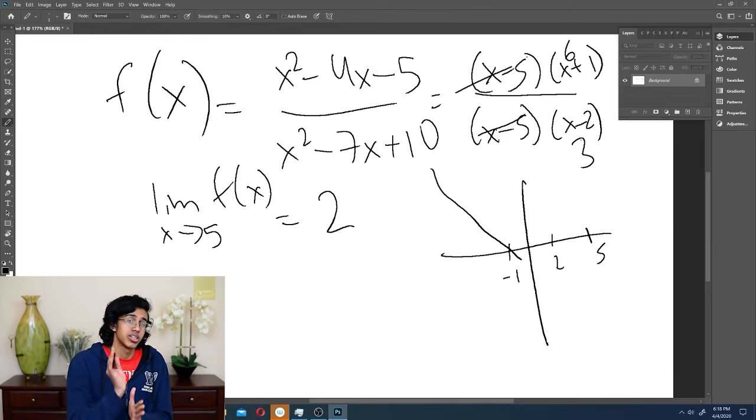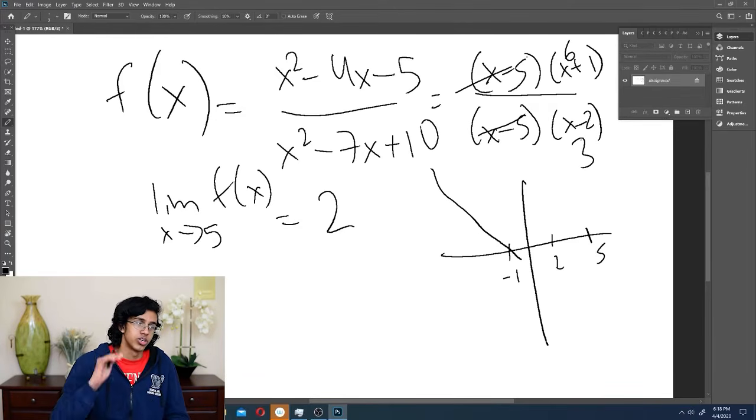So let's say you're slightly less than 2. Then the denominator is going to be negative, but the numerator is going to be positive. So, in that case, it approaches negative infinity as you approach this asymptote.